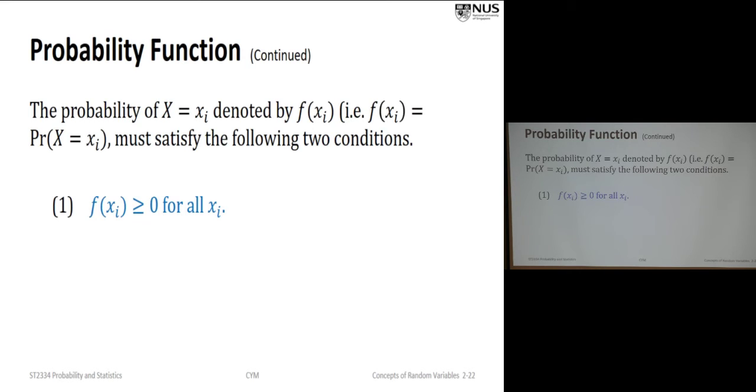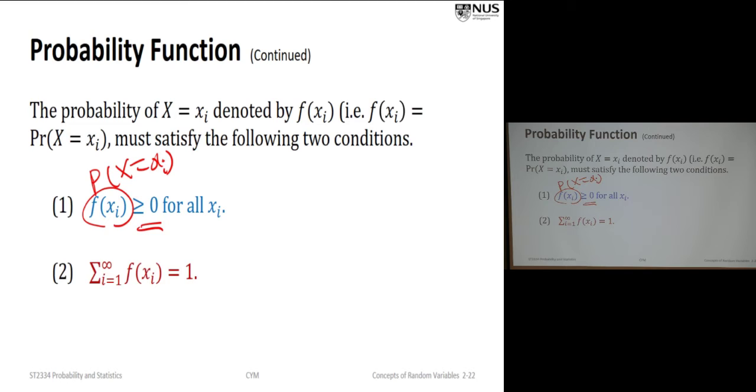All right? So the probability functions satisfy the following conditions. Each one has to be bigger or equal to 0 for all xi, for all the values of this random variable. The f of x, that means the probability x equal to this particular value xi, must be greater or equal to 0.